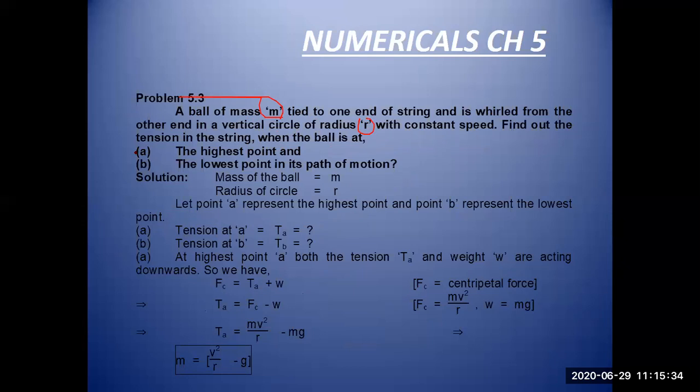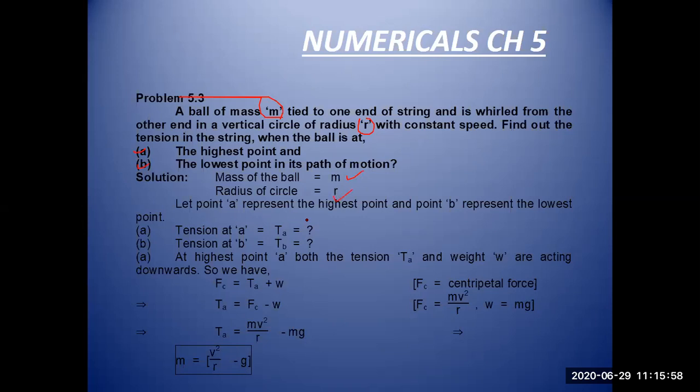Here are two options. Number one is the highest point and number two is the lowest point in its path of motion. These are the two parts for which you have to find the solution on the basis of this data. The mass of the ball is m, the radius of the circle is r.